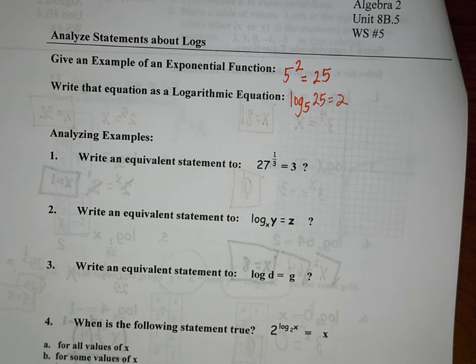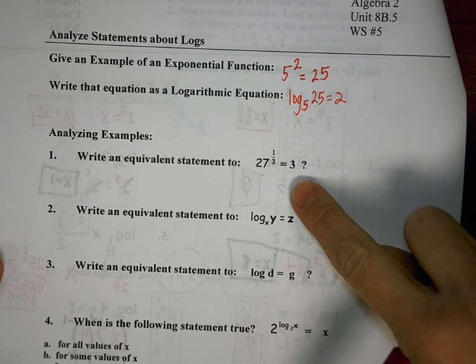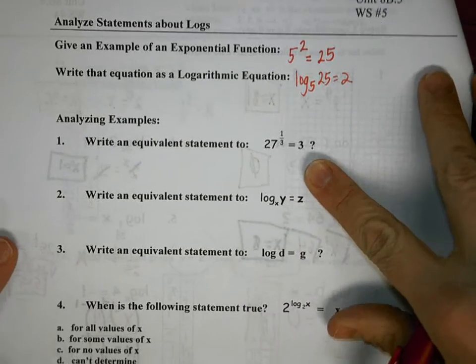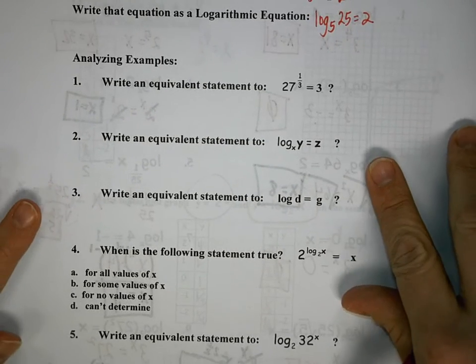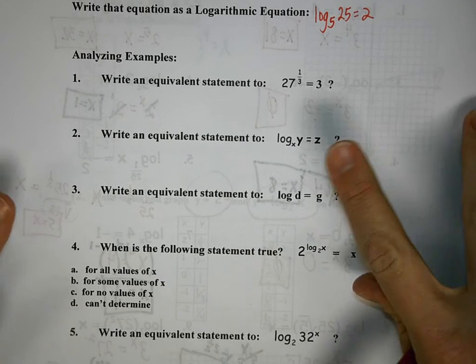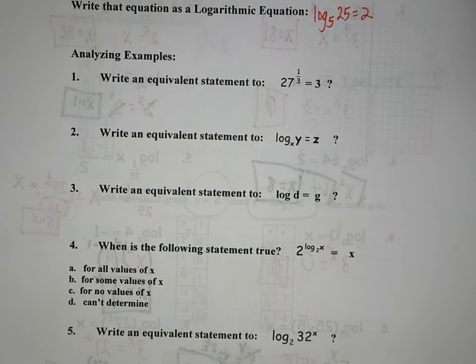Okay. So analyzing examples, what I want you to do is write an equivalent statement to 27 to the 1/3 equals 3. So an equivalent statement would be changing that into log form, because log form and exponent form are the same thing, just written different ways. So you're going to work backwards and write this as a log statement. I'm going to draw a popsicle stick, and I want you to tell me how you write that in log form. Emilio.